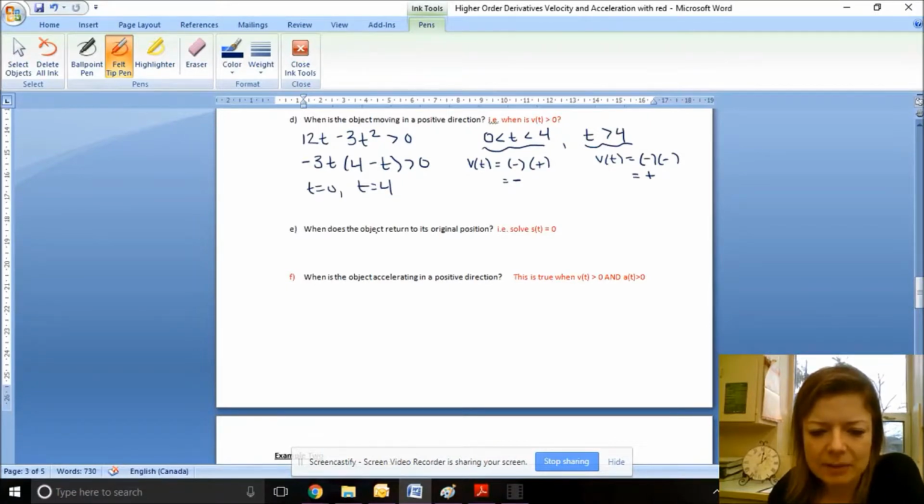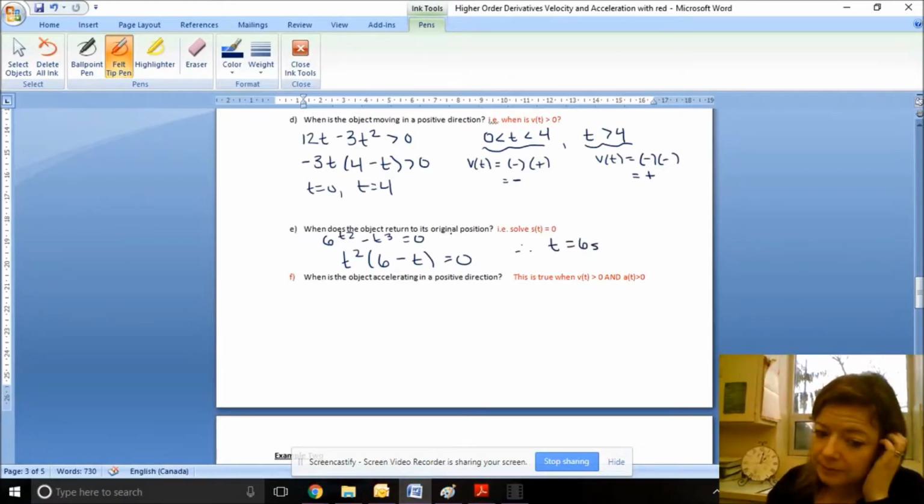All right, so when does the object return to its original position? So for example, solve basically when the position is equal to 0. So this isn't velocity. We have to think about this as position. So we take our 6t squared minus t to the power of 3, and we set it equal to 0. Okay, so we can common factor out a t squared, and we're left with 6 minus t equals 0. So therefore the answer: when t equals 6 seconds, it does go back to the original.